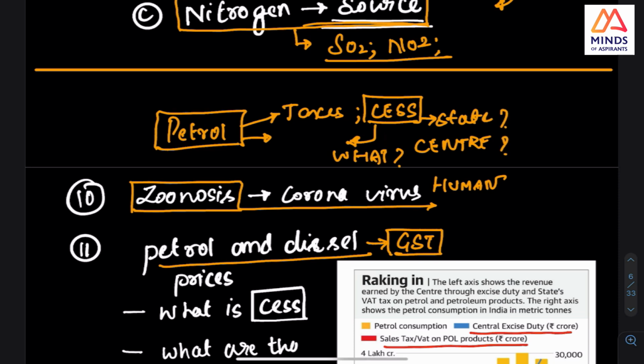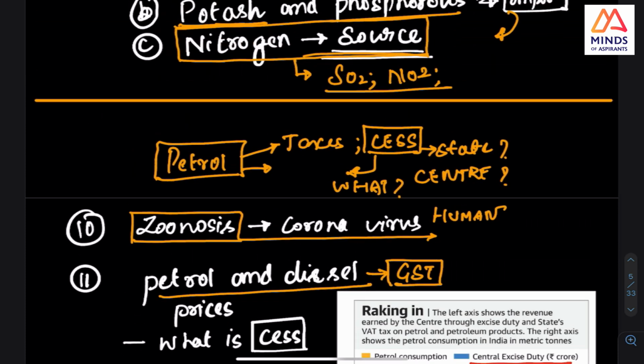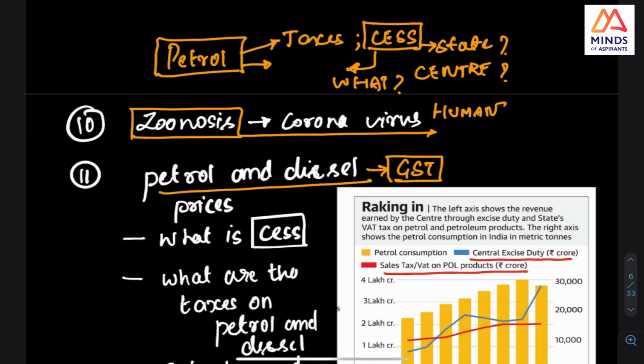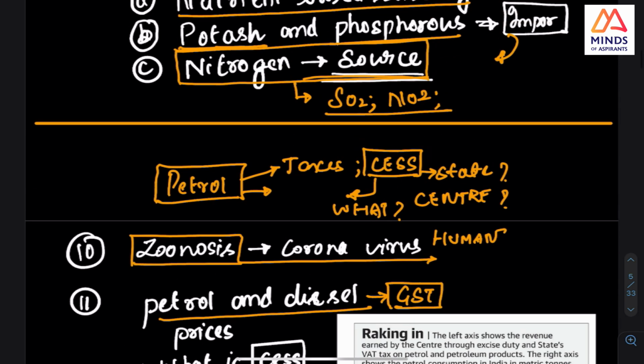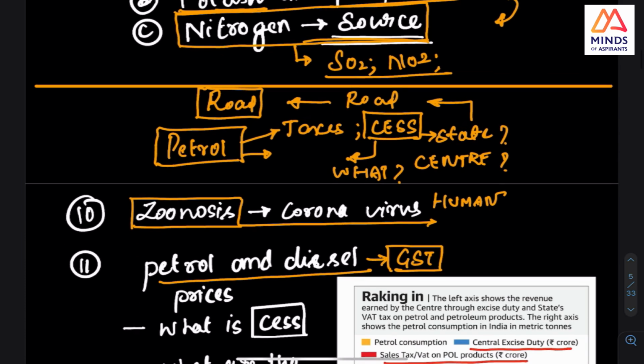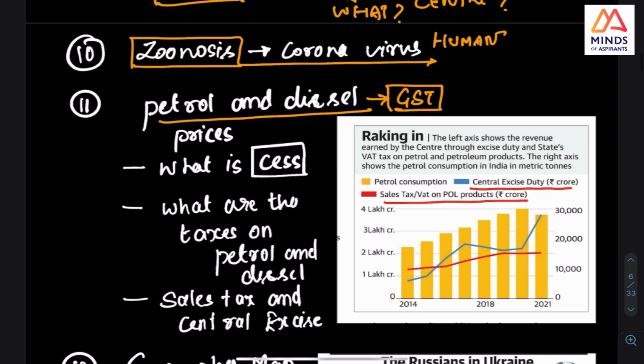And one more thing, the point is that it is applied by the center, and it is not applied by the state, and cess is for a specific purpose. If you are having a cess for roads, you have to spend it only on roads. The other taxes that are levied go into the consolidated fund of India and the consolidated fund of the state, and they can spend it on whatever they want. But cess is not that.